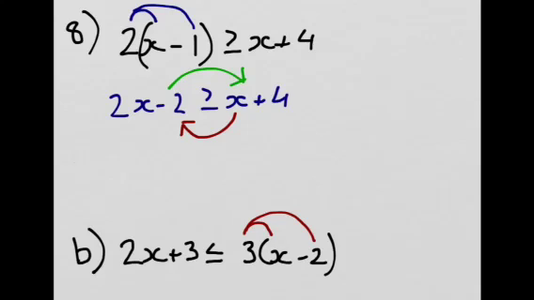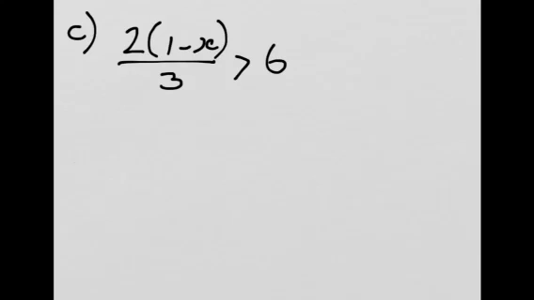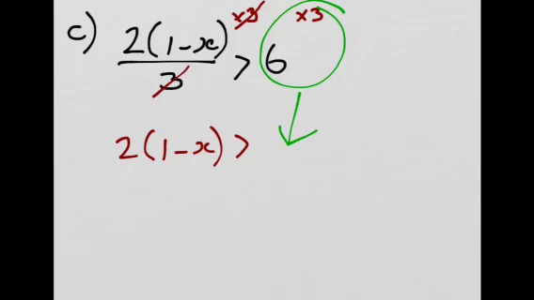Last but not least, in part C, giving you a fractional inequality, 2(1 minus x) all over 3 is greater than 6, and again the first thing we want to do is we want to get rid of the fraction, and we do that by timesing both sides by the denominator. When I times that left hand side by 3, the 3 on the top cancels out the 3 on the bottom, and it purely leaves me 2(1 minus x), and that will be greater than whatever 6 times 3 is.